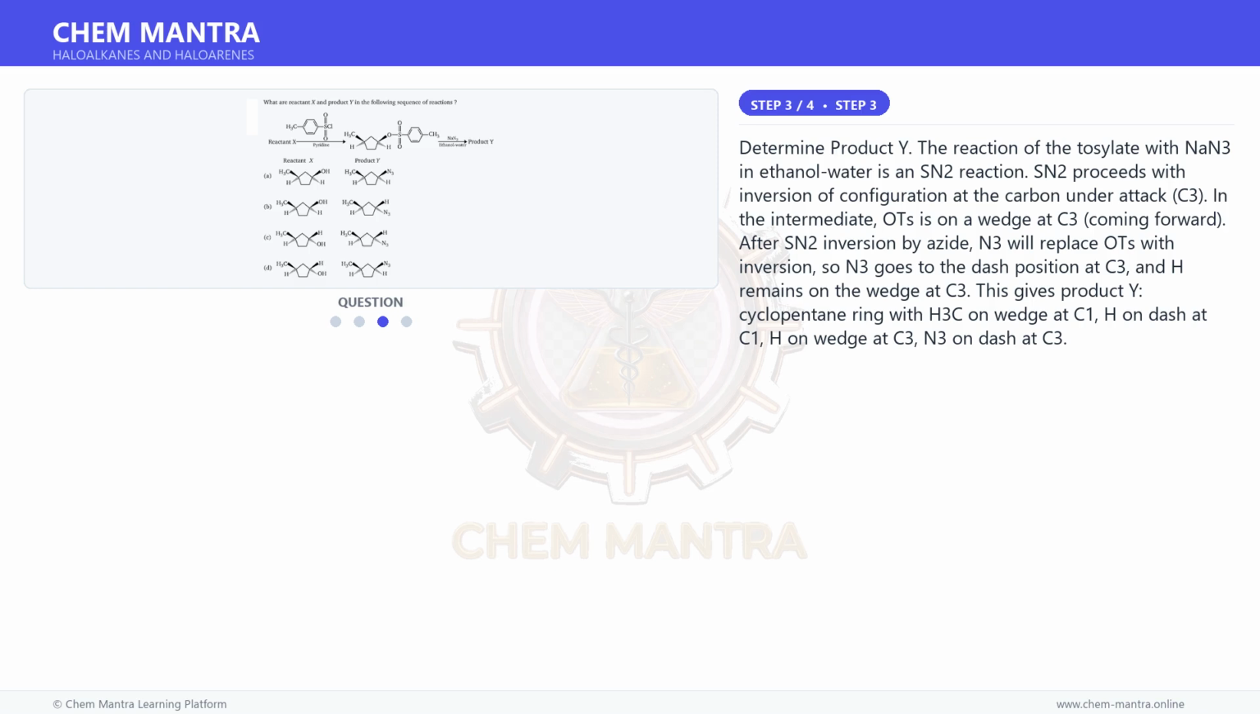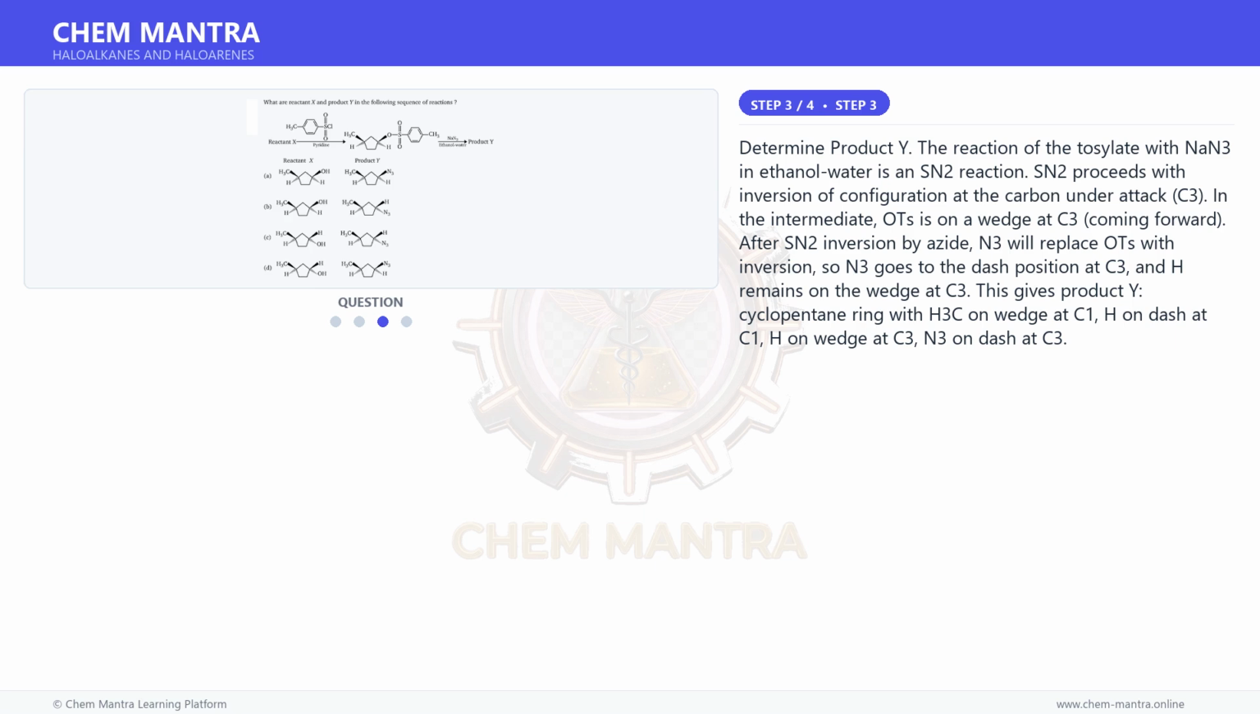Determine product Y. The reaction of the tosylate with NaN3 in ethanol-water is an SN2 reaction. SN2 proceeds with inversion of configuration at the carbon under attack, C3. In the intermediate, OTs is on a wedge at C3, coming forward. After SN2 inversion by azide, N3 will replace OTs with inversion, so N3 goes to the dash position at C3 and H remains on the wedge at C3.